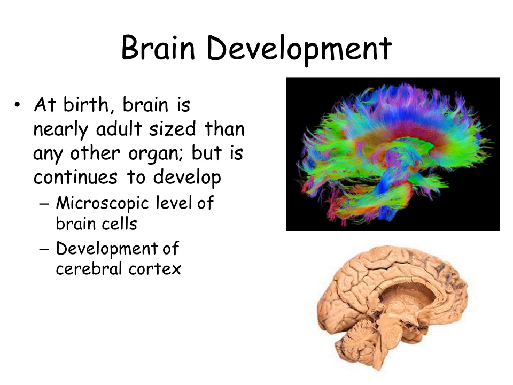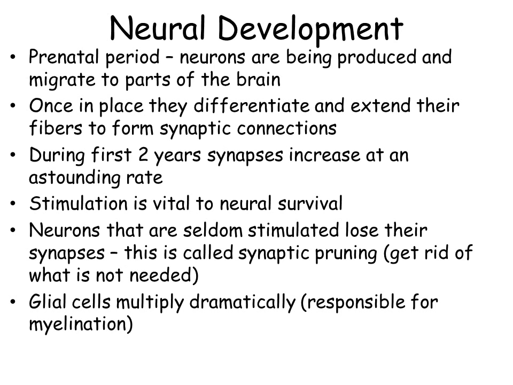So, brain development. At birth, the brain is nearly adult size. That's why babies' heads are so big in comparison to the rest of their body. It's one of the few organs that is nearly adult size. But it's still developing on a microscopic level, the brain cells and the cerebral cortex itself.